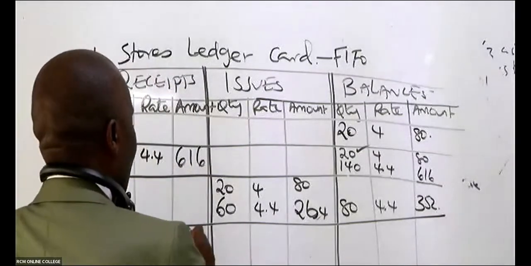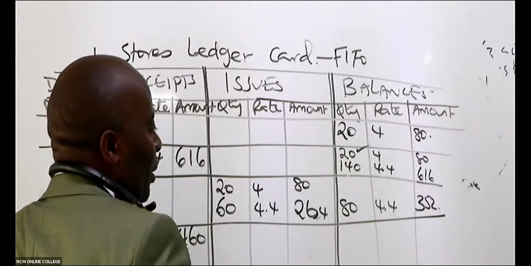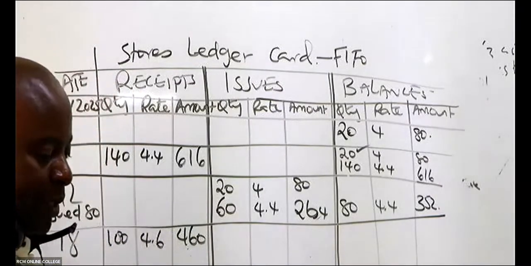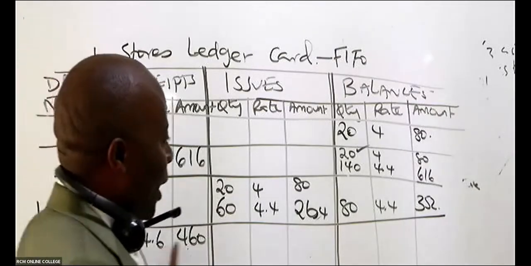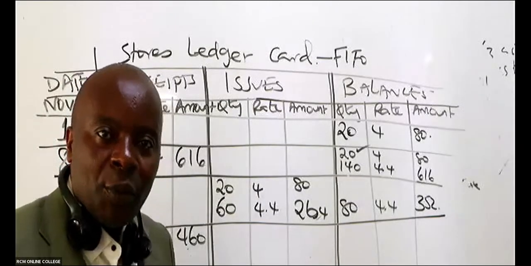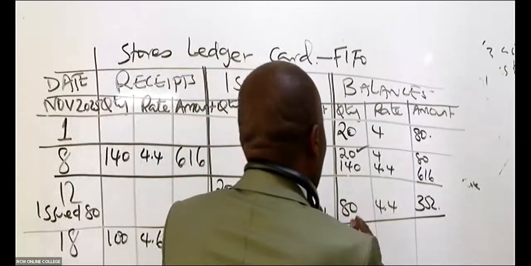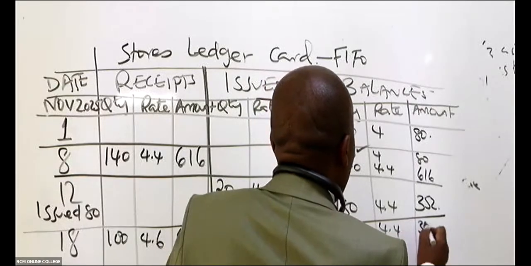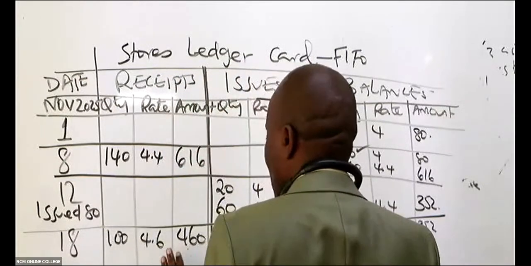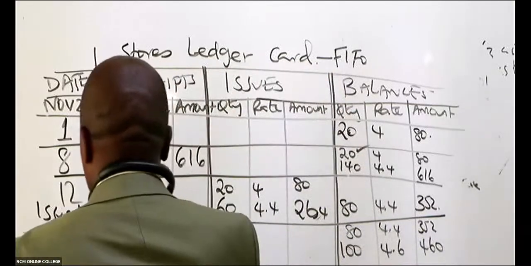460. Very easy. Of course, you can't receive and issue at the same time. So from this receipt, next will be updating of the balances. I've always seen students who are coming here to add, never add. If it's FIFO and LIFO, never add. We only get to add when it's WAM, weighted average method. So here you have this batch, 80 at 4.4, 352. And then you have this new arrival at 4.6, which is 460.